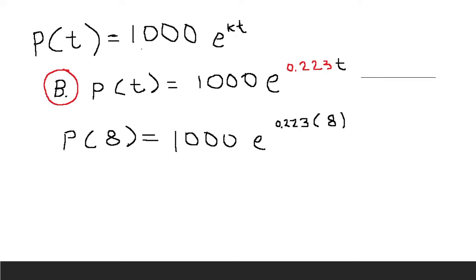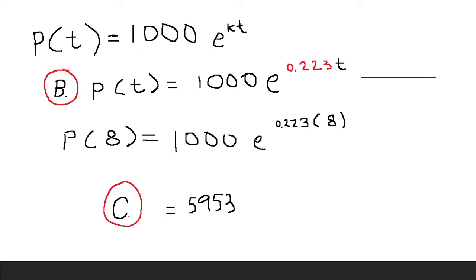Now, how can we estimate the population in 2008? To do that, simply replace t with 8. So this is going to be 1000e raised to the 0.223 times 8, and just type it in your calculator exactly the way you see. And the answer is 5953 in the year 2008.